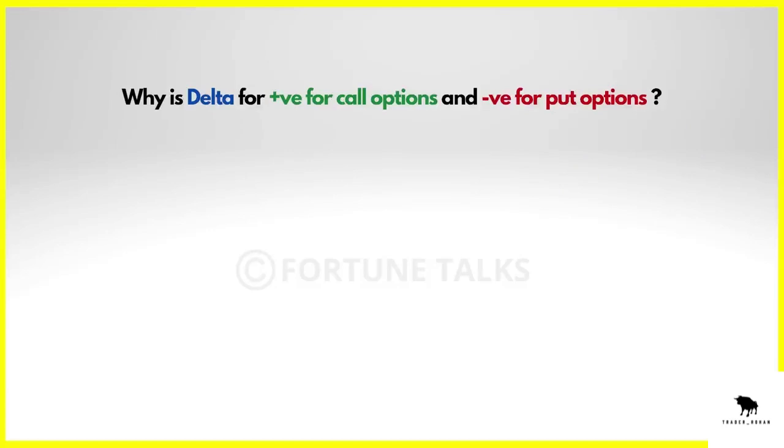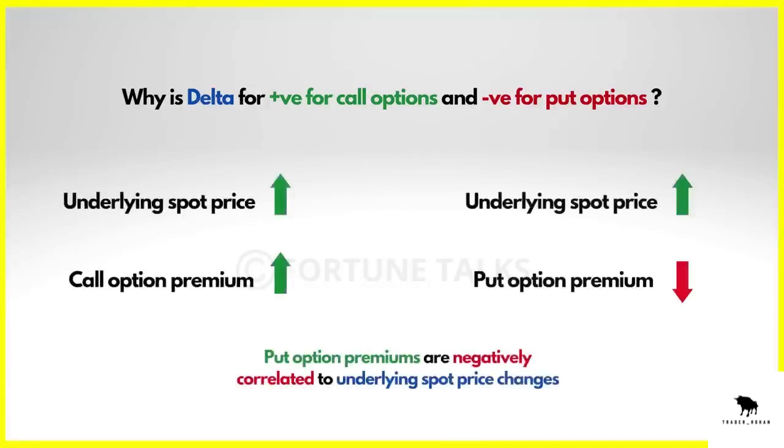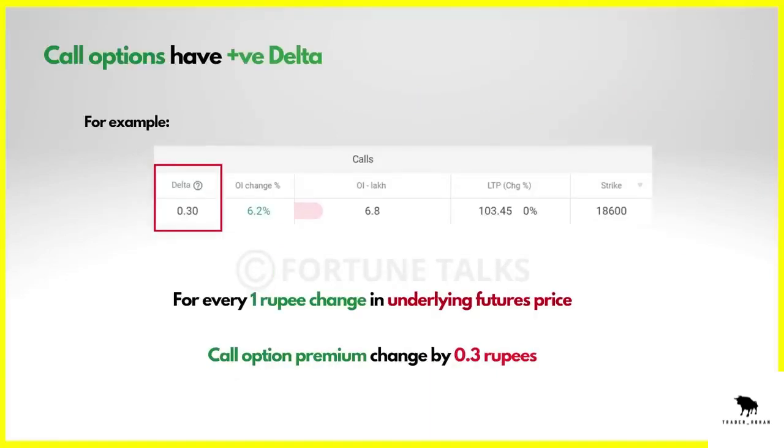Now you may ask why this difference. The explanation is quite simple. This is because a rise in the price of a stock or its futures is positive for call options, because when the stock or future price rises, call option premiums increase in value, while it is negative for put options because a rise in stock or futures price is associated with a decline in put option premiums. In fact, the negative sign is to show this difference and nothing else. So in short, call options have a positive delta.